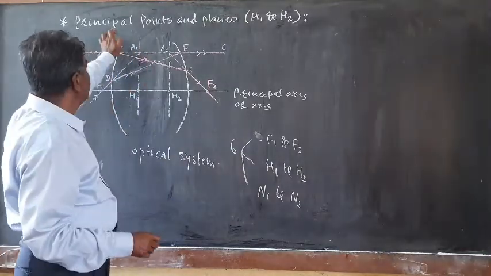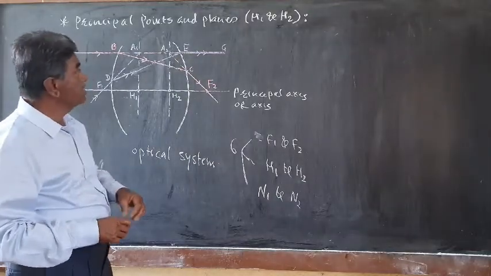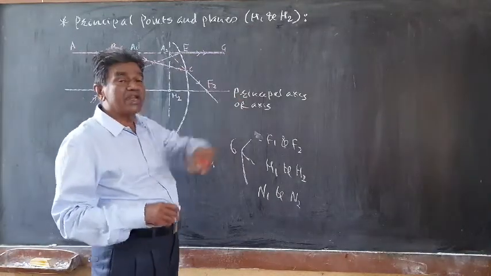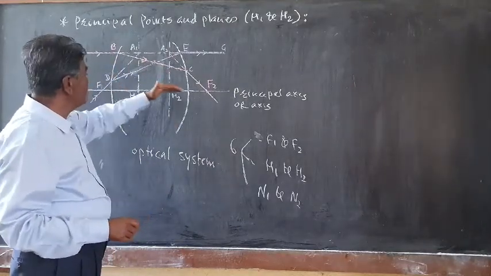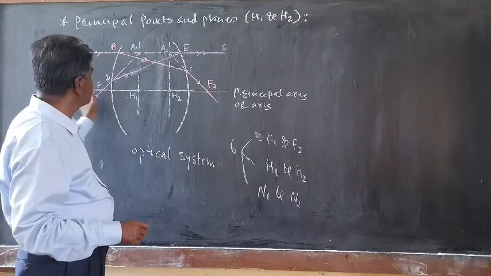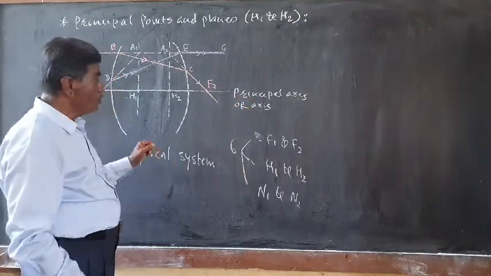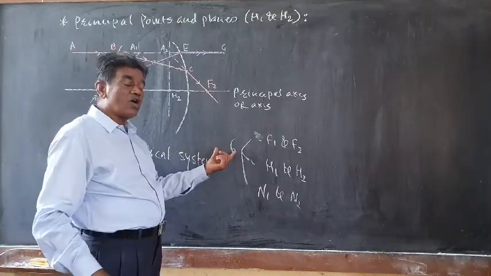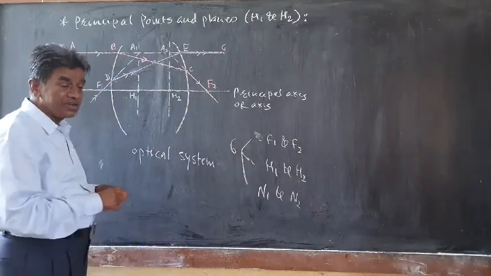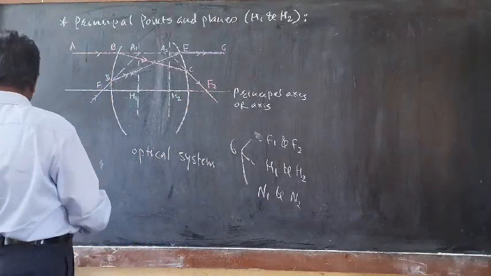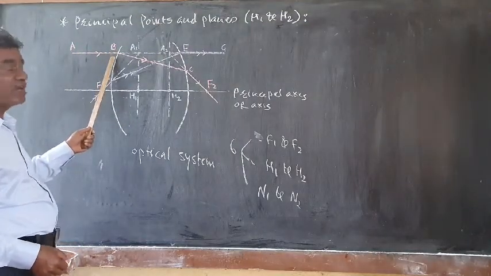Now today we will see the principal points and the principal planes, indicated by the symbols H1 and H2. So this is the optical system, and the line which divides the optical system into 2 parts is known as the principal axis or the axis. Last time we saw all 6 cardinal points lie on the principal axis. In this figure, first of all we will consider the ray AB parallel to the axis.